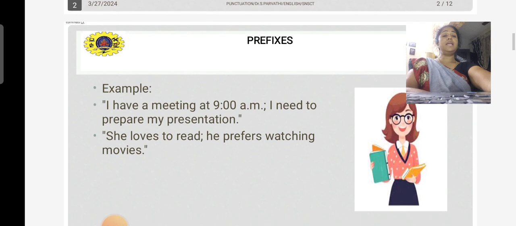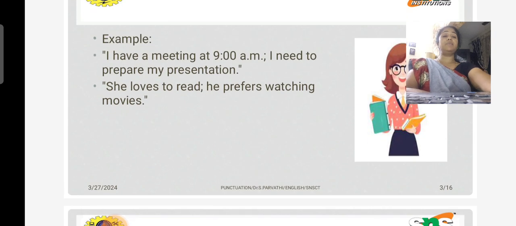Yes, and the next one, look at the example. I have a meeting at 9 a.m.; I need to prepare my presentation. So there are two different independent clauses. One is I have a meeting at 9 a.m. The other one is I need to prepare my presentation. Here we have used two different independent clauses separated with a semicolon.